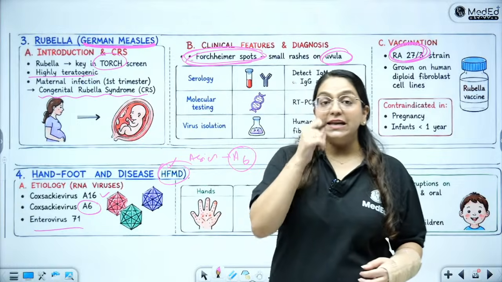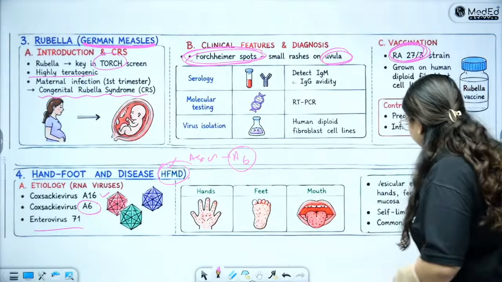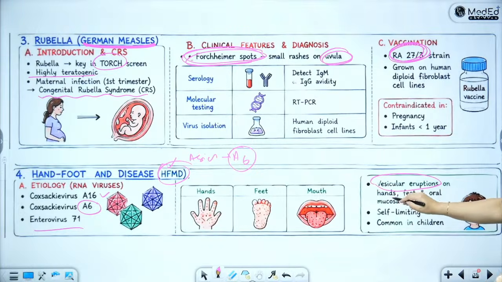The name itself is telling you that it is going to happen in the hand, foot and mouth of the babies. So, there are vesicular eruptions in the hand, feet and oral mucosa. It is commonly seen in children involving the hand, foot and mouth.